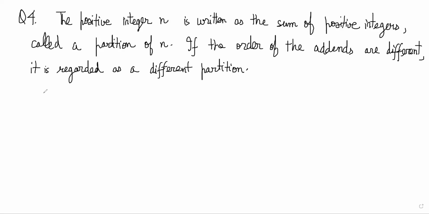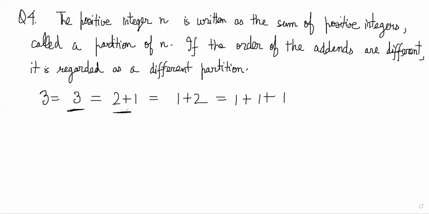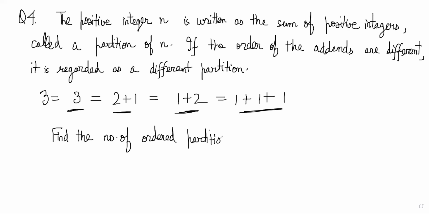So for example, 3 can be partitioned just like 3, or 2 plus 1, or 1 plus 2, or 1 plus 1 plus 1. So this is one partition, this is one partition, this is one partition, this is another partition. There are 4 different ordered partitions for 3, right? We have to find the number of ordered partitions of n. Okay. So how do we do this one? Let's think about it.